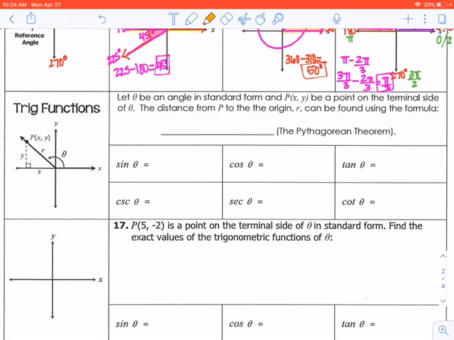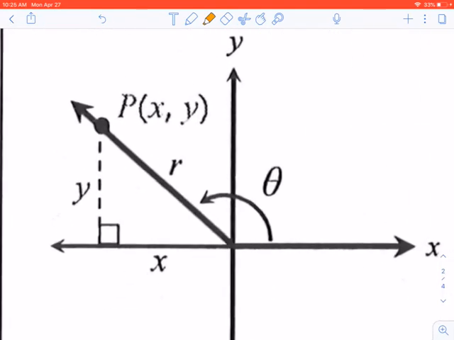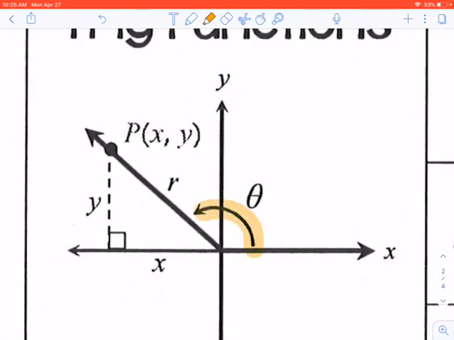We are going to look at points, and we are going to find the trig values of those points. So let theta be an angle in standard form and the point xy be a point on the terminal side of the angle theta. The distance from P to the origin can be found using this formula, and it's going to be the Pythagorean theorem. So let's look here. We have an angle theta, okay? That's our angle. And this angle goes to this point P. So we create this angle here, okay?